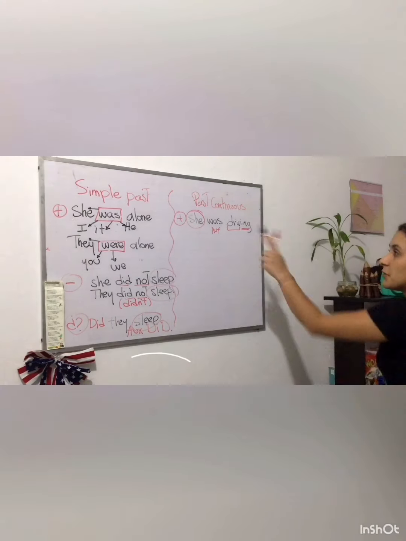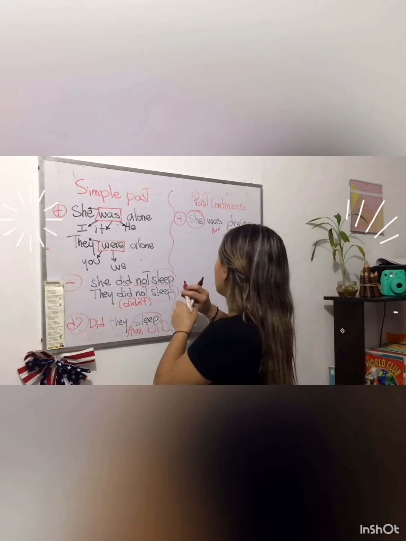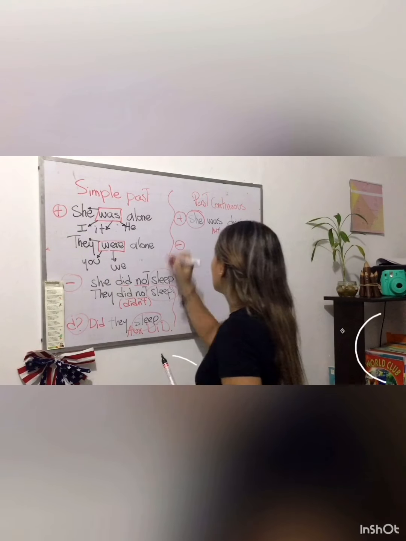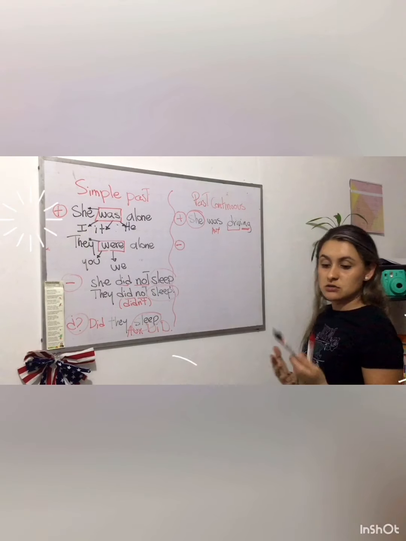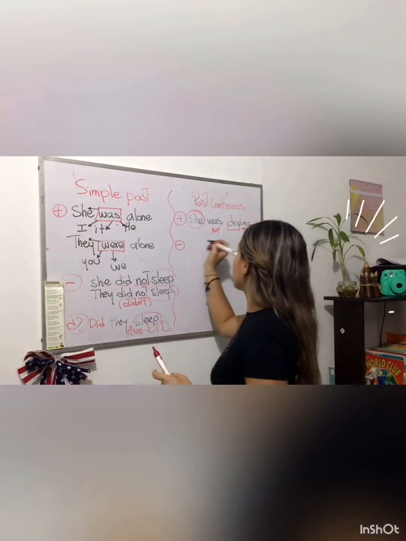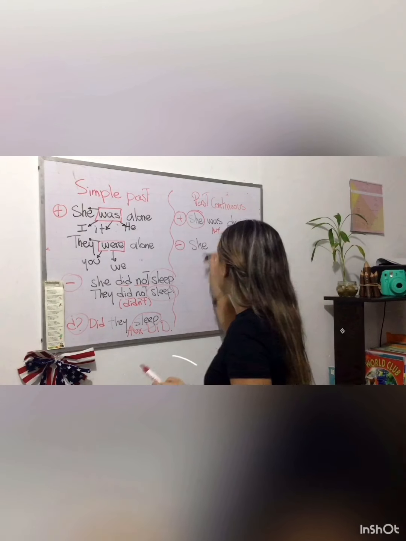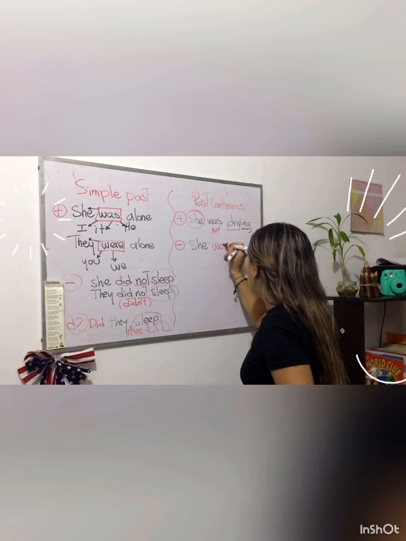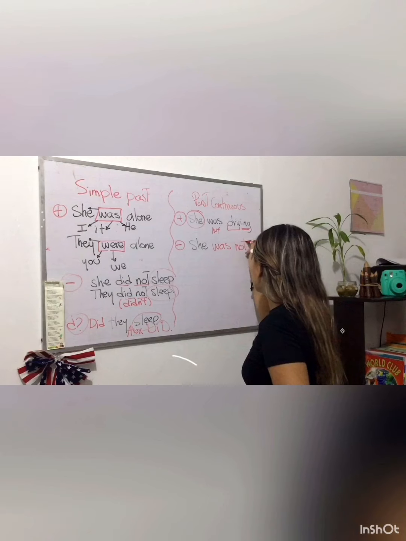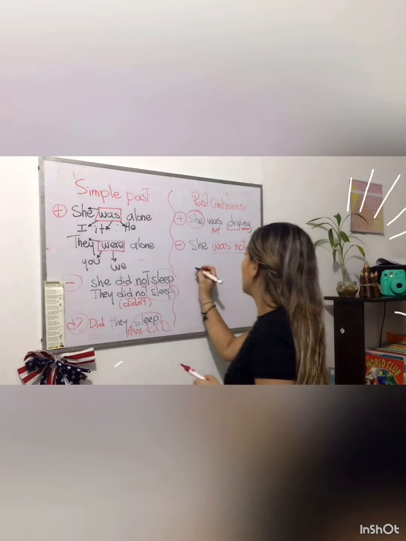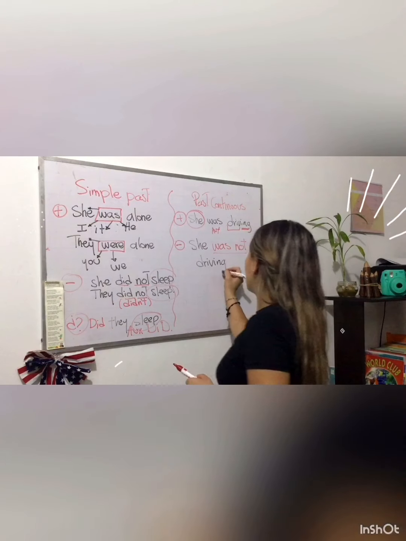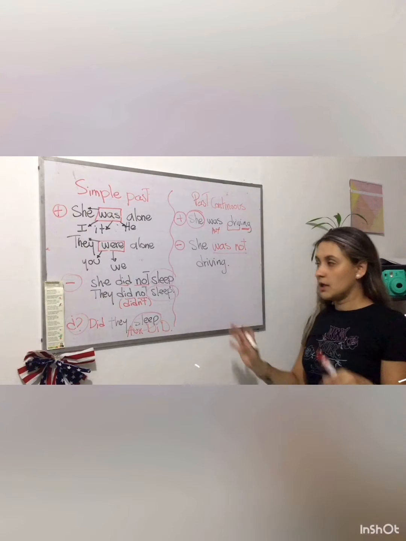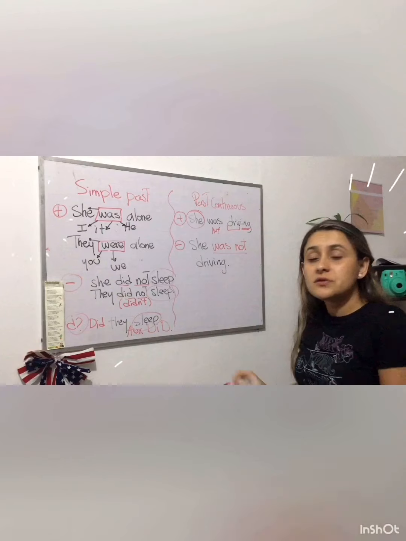Okay. So we have positive, now we are going with negative. Okay? So here you are going to use the auxiliary to do the negation, right? So you are going to do it like this. She was not, there you go, driving. And you use the verb as this, okay? El verbo normal.